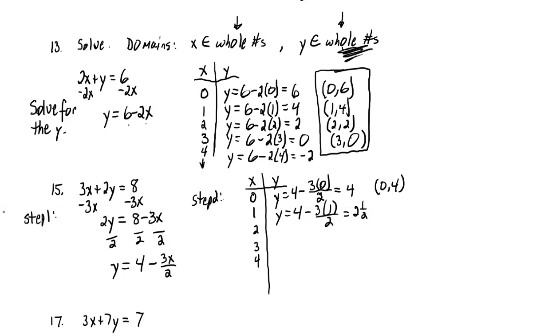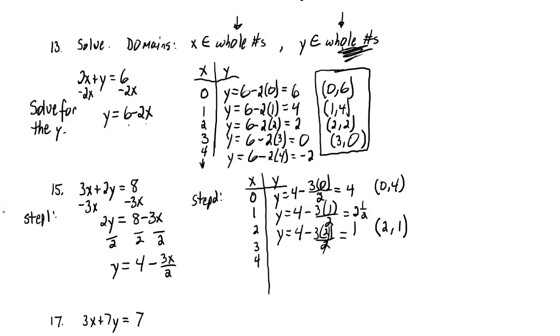Well, what about when x is 2? So y is always equal to 4 take away 3 times the x, divided by 2. What's this going to make? The 2's cross out, leaving the 3, and 4 take away 3 makes 1. And so another answer is 2, 1. Now, what will happen if x is 3? Will we get a whole number? Or should we stop because we're not going to get any more whole numbers for y?